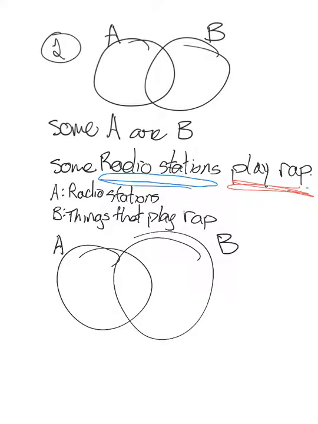Now where do you think some radio stations play rap will go? Will it go in radio stations? Or will it go in things that play rap? Or will it go in this little section in the middle where things that play rap and radio stations meet? That's exactly where it will go. So put a nice dot right there. And that is more or less all you have to do for the Euler diagrams or Venn diagrams that some A's are B's.